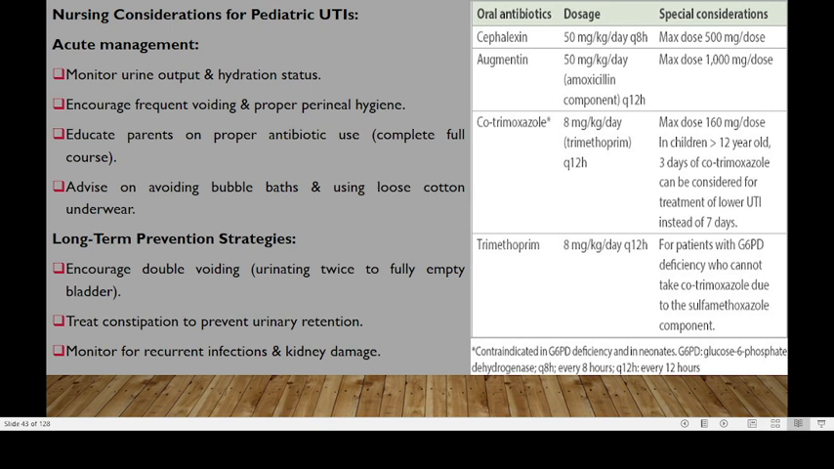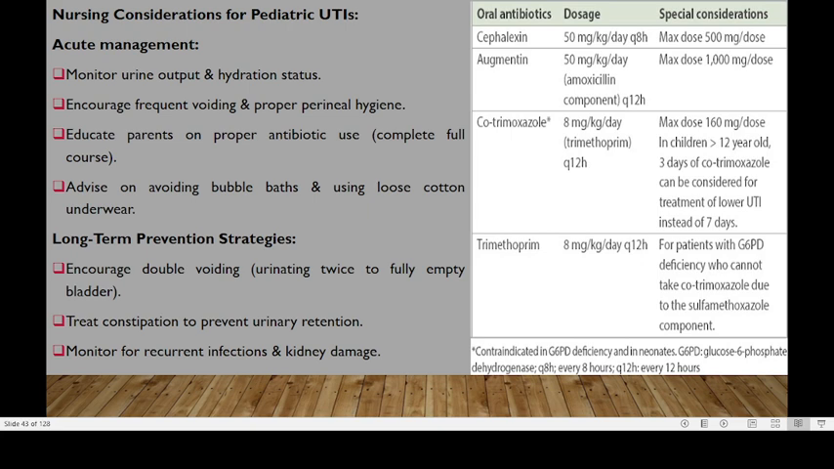So for the nursing considerations for pediatric patients, we have acute management. So you have to monitor urine output and hydration status, encourage frequent voiding and proper perineal hygiene, educate parents and caregivers on proper antibiotic use, that is, they need to complete the full dose. Advise on avoiding bubble baths and use loose cotton underwear.